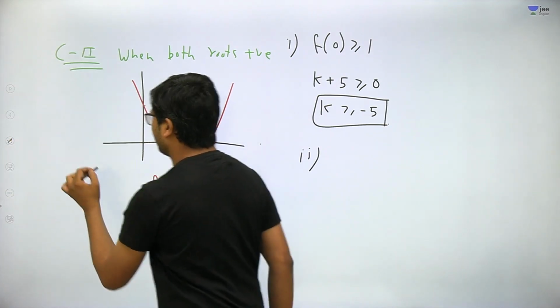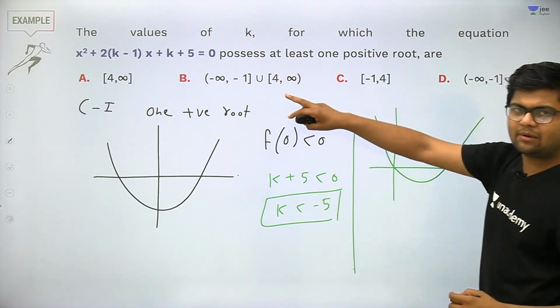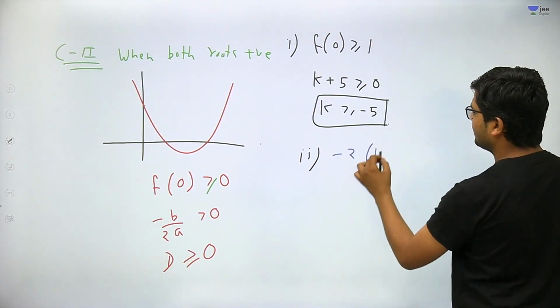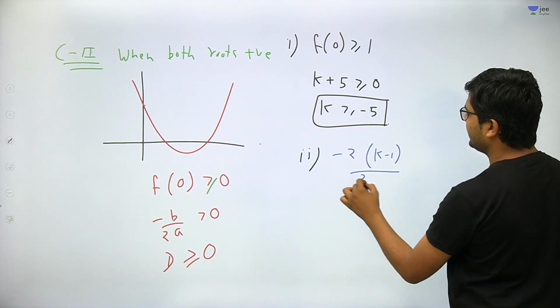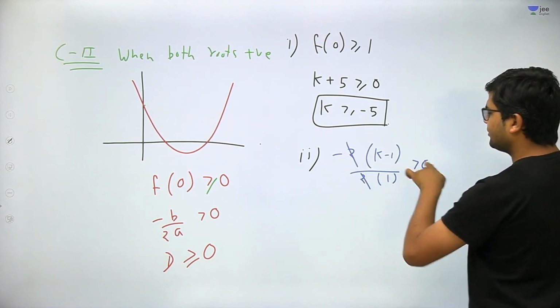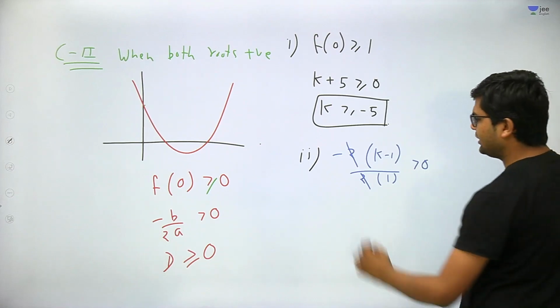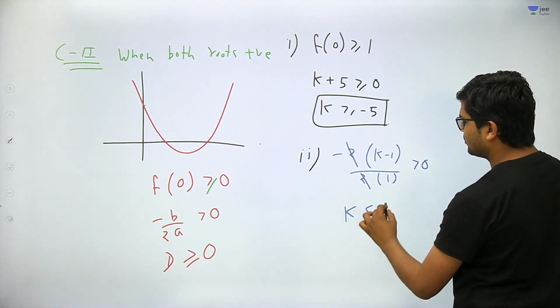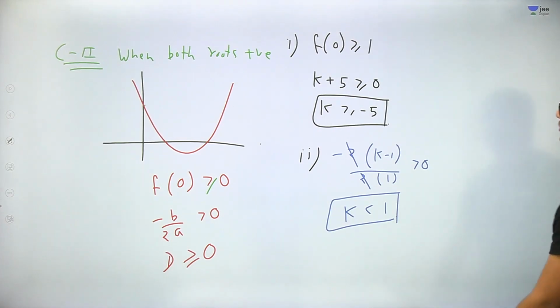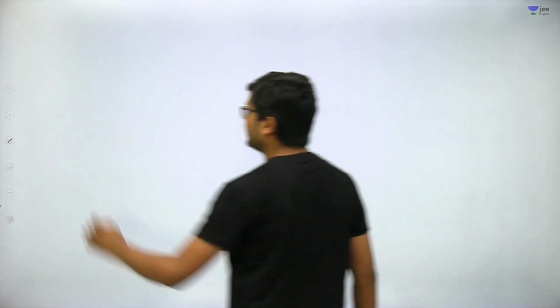Minus b by 2a. Now minus b by 2a will come out to be minus of 2 times of k minus 1 upon 2, a is 1, it should be positive. So minus minus cancel, minus will change the sign of inequality. From here I come to the conclusion that k should be less than 1. Getting my point? Wonderful. Now third, d should be positive, greater than or equal to 0.